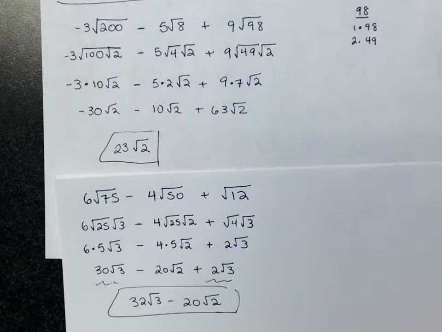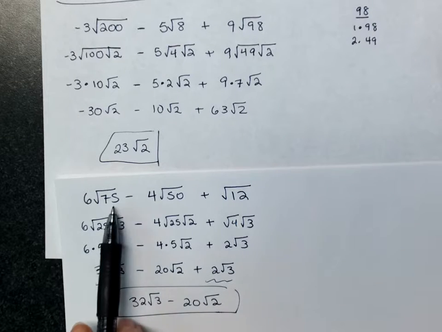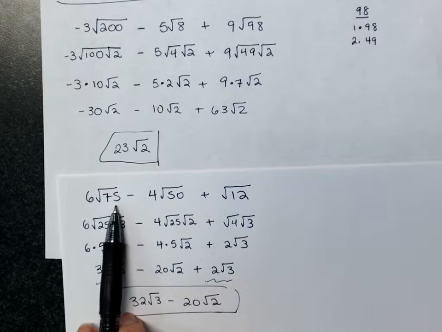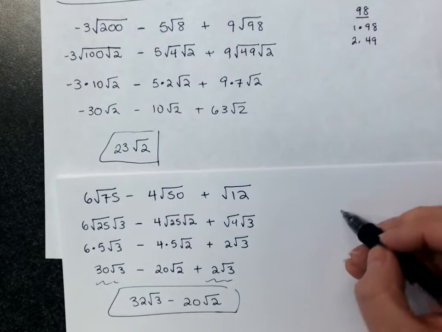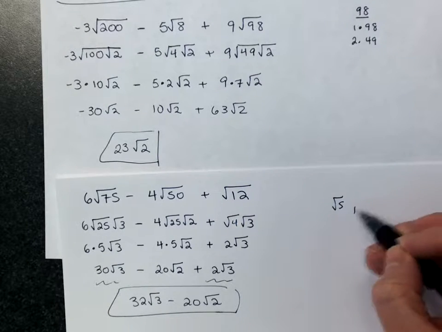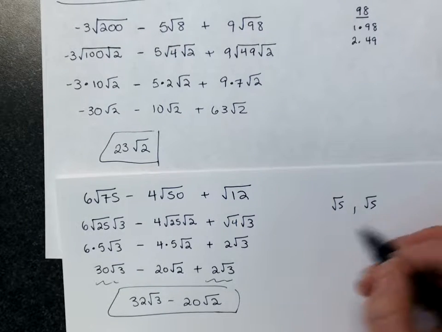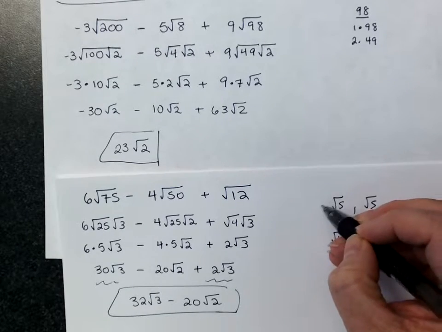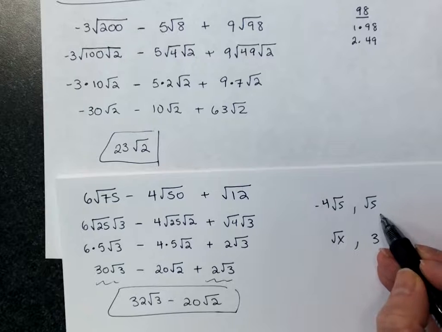Some of the examples you'll see on homework will have variables in them. Sometimes the variables can be rooted and released, and sometimes it leaves behind a square root of x. That's fine. Square root of x and square root of x are like radicals, just like square root of 5 and square root of 5. Square root of x, I'll give some coefficients too. So let's say negative 4 square root of x, those are like radicals.